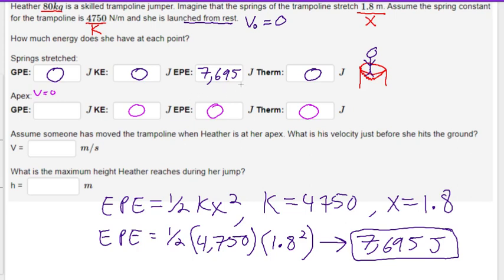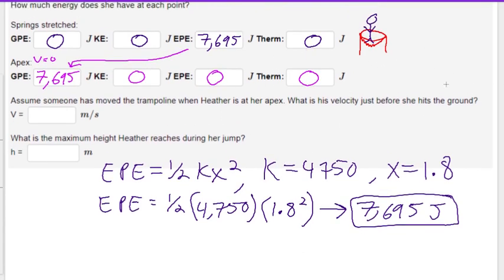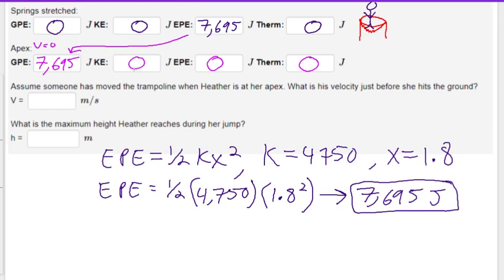Therefore, all of our total energy in the beginning came from EPE, and we know that we can't create or destroy total energy, so all of this energy is just going to go to GPE. So our GPE at the apex should be 7,695 joules. Again, the reason for that is that in the beginning, our total energy is 7,695, and at the end, our total energy should also be 7,695. Since there's no velocity, and there's no springs being stretched, and no air resistance, all three of these things are 0.